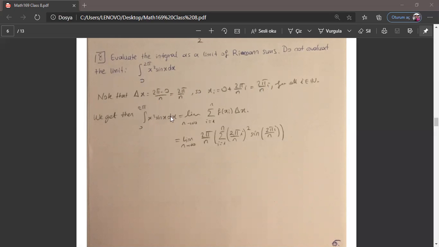Now we compute this by using the formal definition. And delta x is 2 pi over n. There we computed. And this is equal to that. Why? Because f of x is defined by this x squared times sine x. So instead of x, we write x_i, which is 2 pi over n times i. So here we have this. We don't evaluate the limit, as it says. We have just this equality.